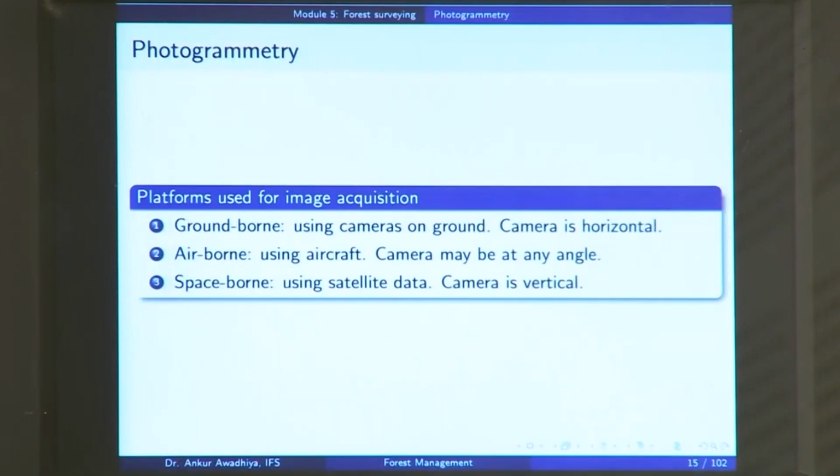Now, there are 3 platforms that are used in the case of photogrammetry. So, you can make use of a ground borne platform. So, essentially what this is saying is that you are standing on the ground and you have a camera in your hand and you are taking different pictures. So, you are based on the ground. So, in this case the camera is horizontal.